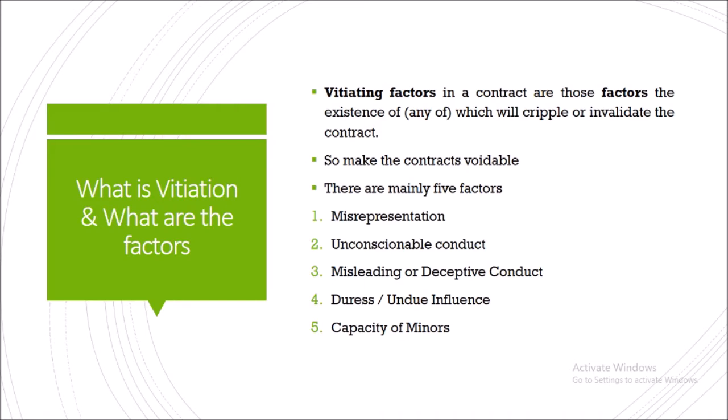So there are 5 types of vitiation factors we can see. The first one is misrepresentation, the second one is unconscionable conduct, third is misleading or deceptive conduct, fourth is duress or undue influence, as well as the fifth one, the capacity of minors. So we'll try to get an idea about these things.